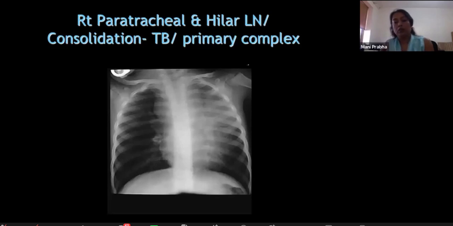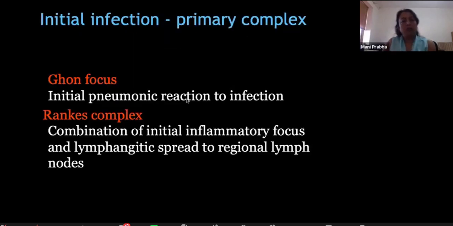So in TB, what happens? I'm just going to describe that this is the initial infection, primary complex, which is called Ghon's focus. And this is the initial pneumonic reaction to the infection. So this will be mostly in the upper lobes. And then Ranke's complex is a combination of the initial inflammatory focus in the lung and the lymphatic spread to the regional lymph nodes. So in this case, it's a Ranke's complex, that lymph nodes are also enlarged. But you are absolutely right in saying that you would suspect a sinister pathology and you would suspect lymphoma, but include TB also in your differential list. Sure. Yeah.